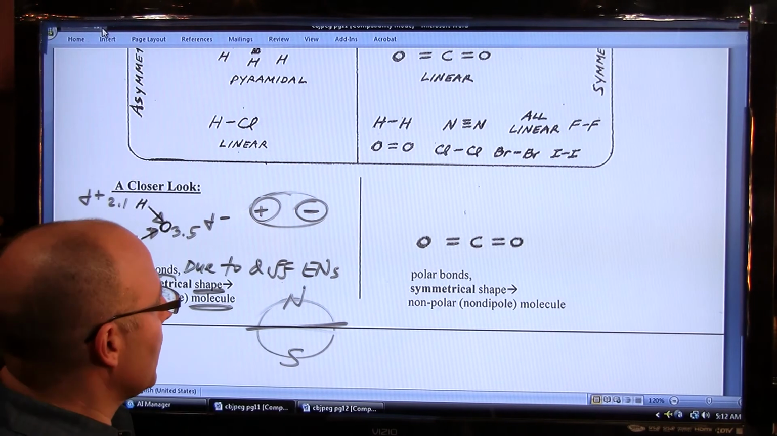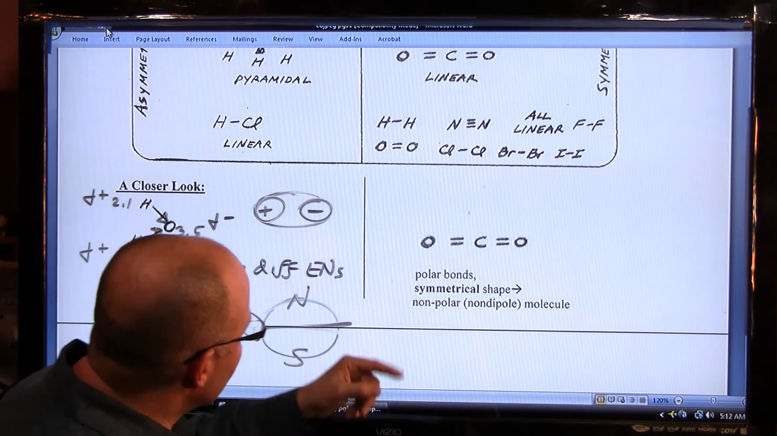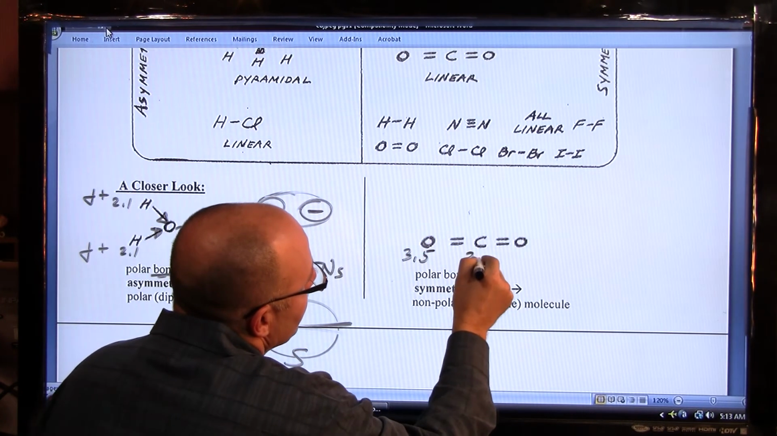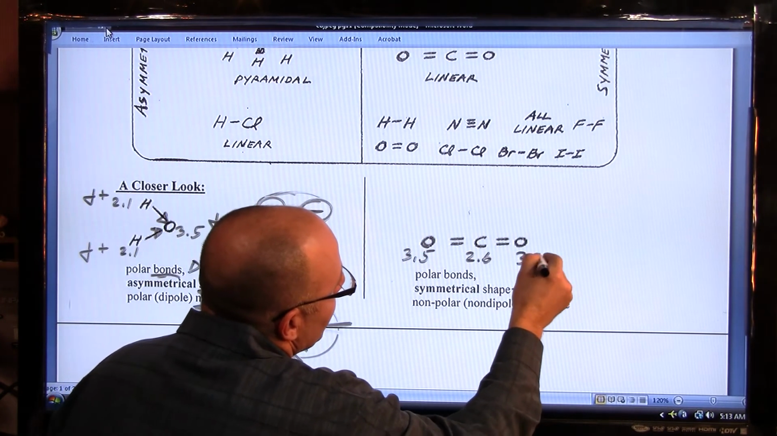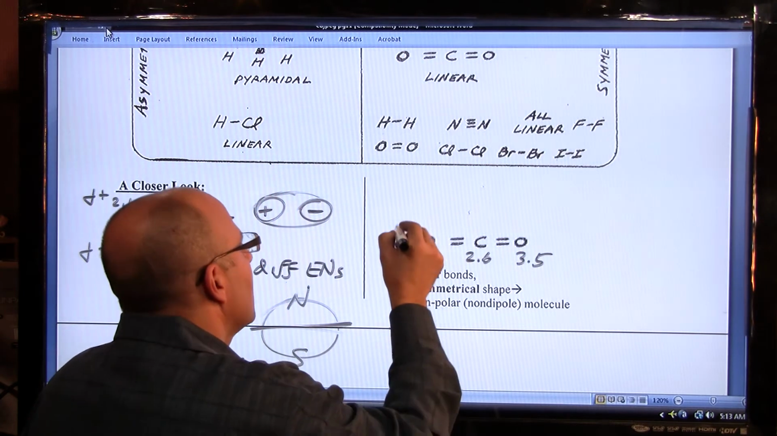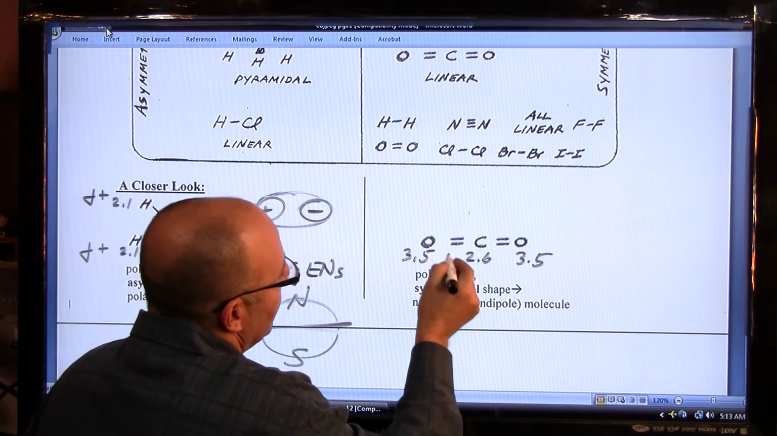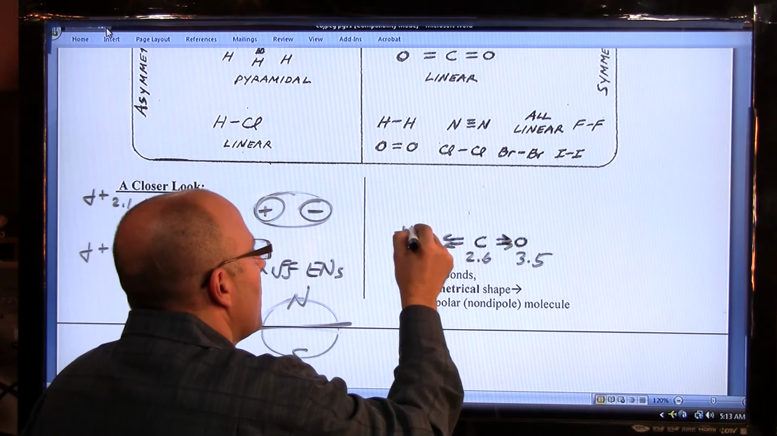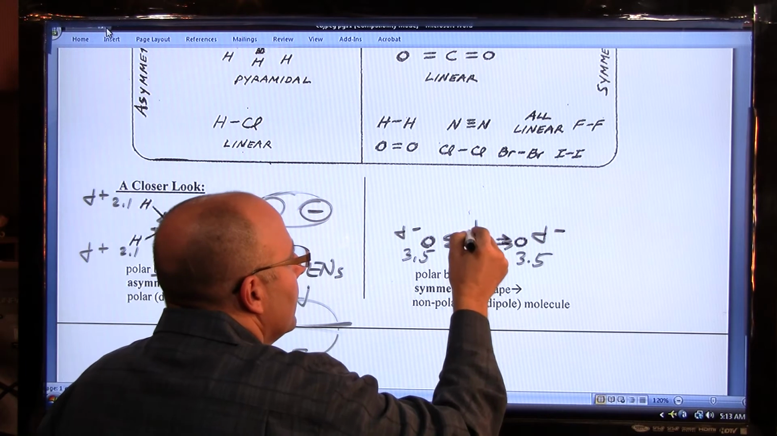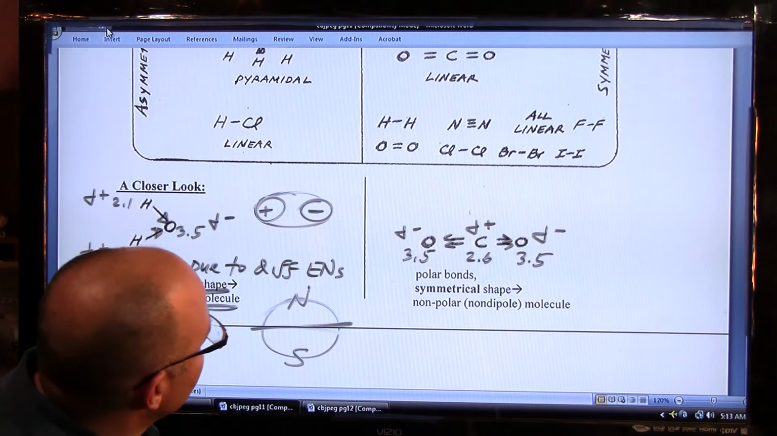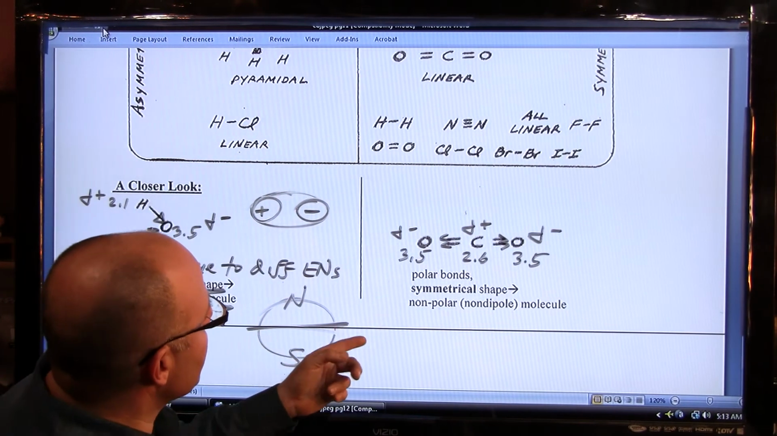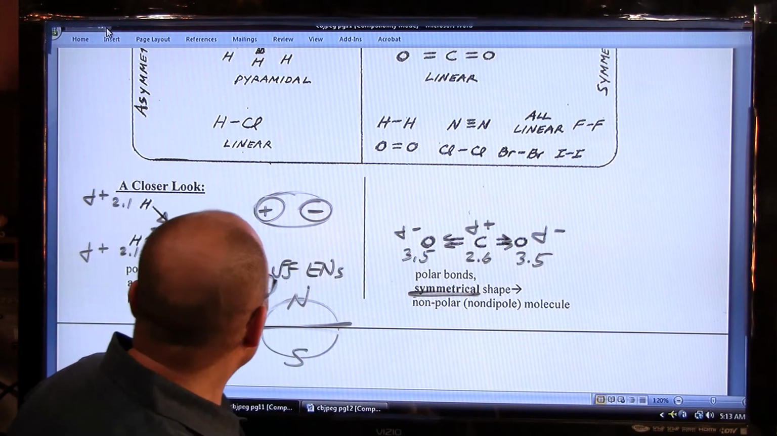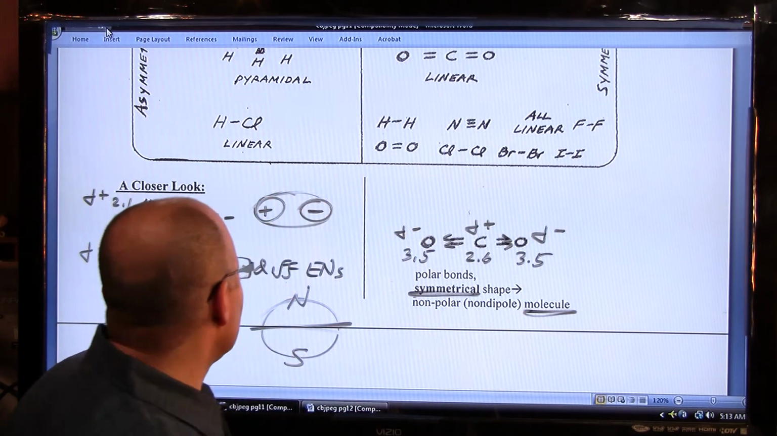Let's look at CO2. CO2 also has polar bonds. Why is that? Due to the difference in electronegativities. 3.5, 2.6, 3.5. And because of that, the electrons are shifting towards the oxygens, which are partially negative. The carbon being partially positive. In this case here, because there's a symmetrical shape, that symmetrical shape leads to a non-polar molecule.